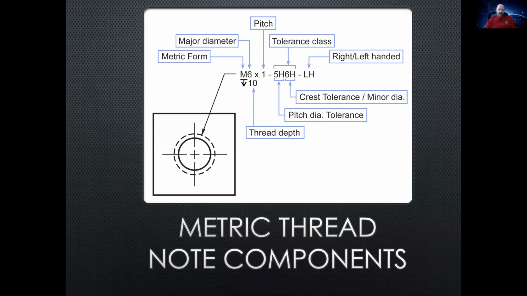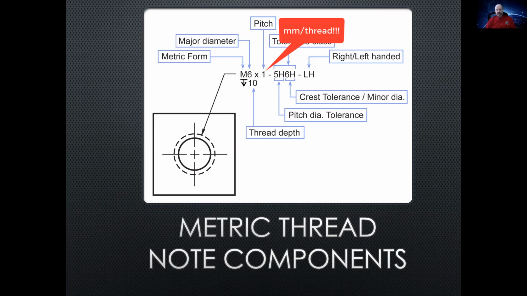So here are the metric thread note components. So you start off with an M, and that clues you in that it's metric right away. If it has a number leading off, it's not metric. It's a universal national specification. Okay, and then the second character after the M is the major diameter. All right, and then you have a pitch. So the pitch is in not threads per millimeter, but millimeters per thread.